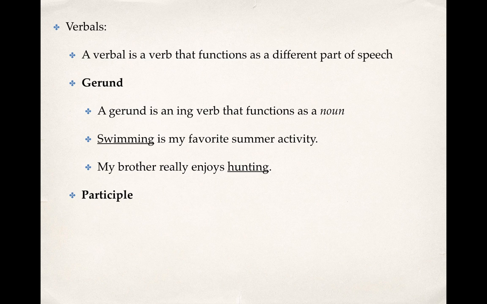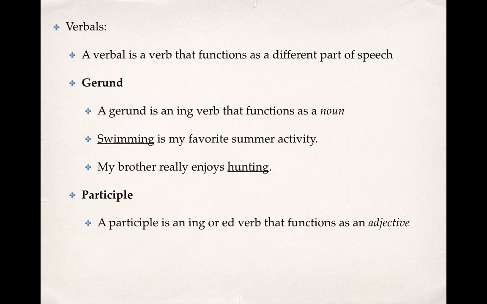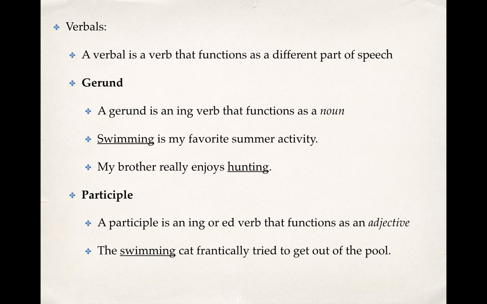The other verbal we need to learn about is a participle. And a participle is an ing or ed verb that functions as an adjective. And so I'm sure you can see right away, you can't just rely on that ing thing to help you identify it, okay? Because an ing verb can either be a gerund or a participle. So I purposefully use the same word here, swimming. The swimming cat frantically tried to get out of the pool. So in this sentence, the word swimming is functioning as an adjective. It's modifying the noun cat.